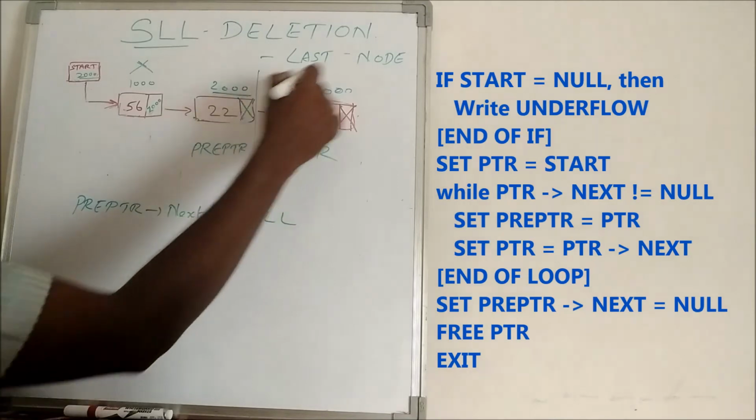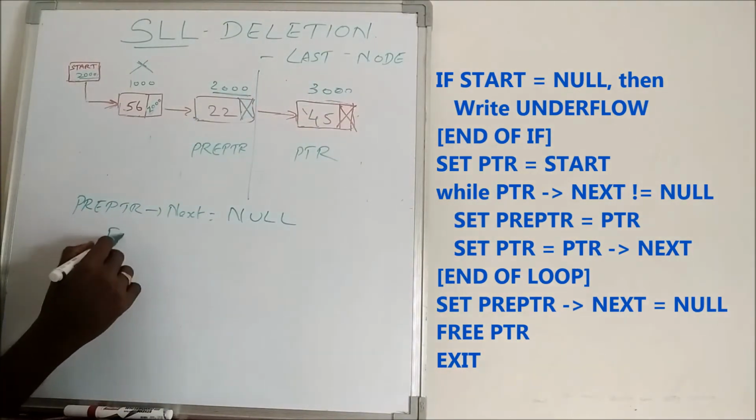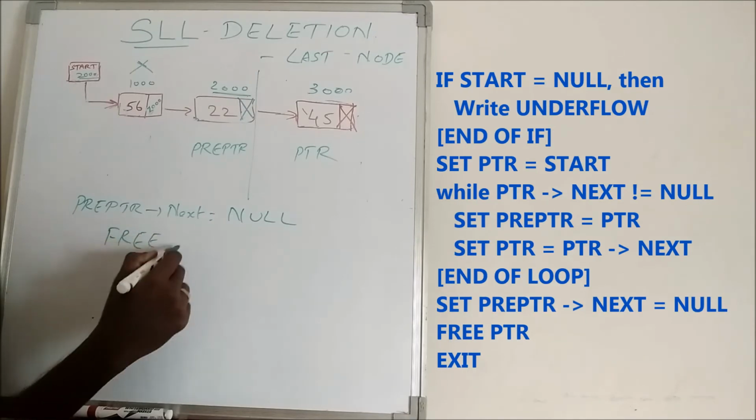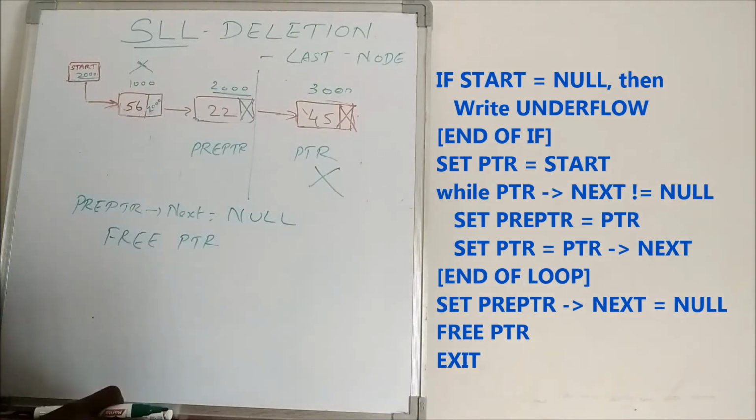But this memory will still remain allocated. To free it, what do we do? Once again, free ptr, and the memory is released. Now this is my new linked list. This is the way to delete the last node of the list.